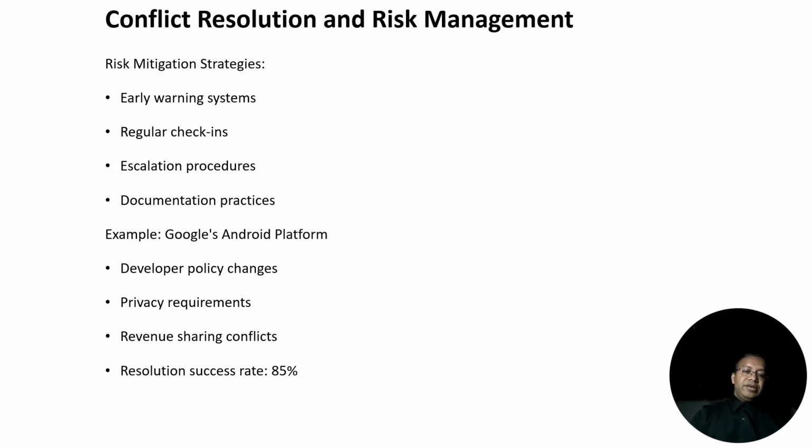An example would be Google's Android platform, where developer policy changes are informed. That's an early warning system. Privacy requirements are very clearly defined. Regular check-ins are there, and improvements in the privacy policy are there. Revenue sharing conflicts can be there based on developers who create apps on Google's Android platform. And obviously, Google manages all these really well. And the resolution success rate between what Google does with its platform app builders is about 85%, which is pretty high.